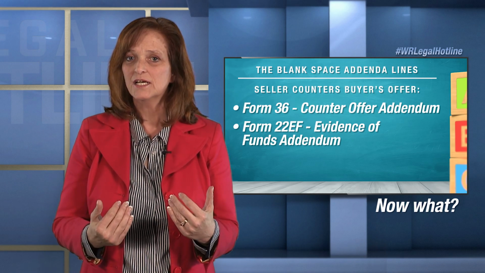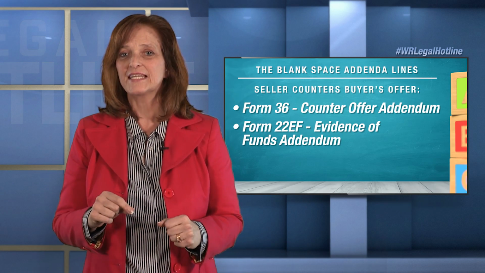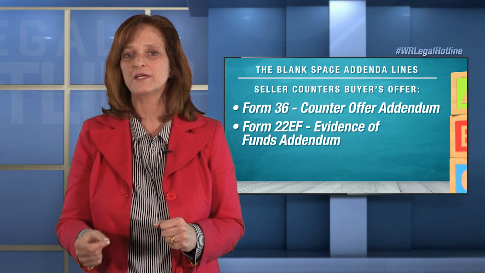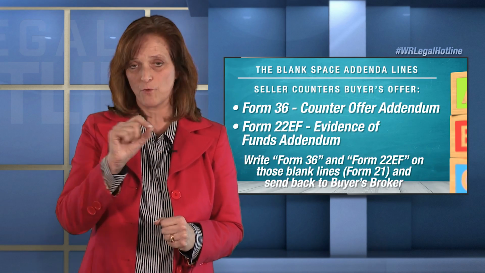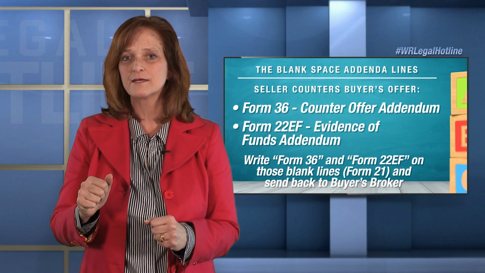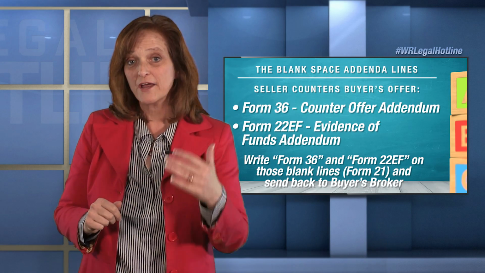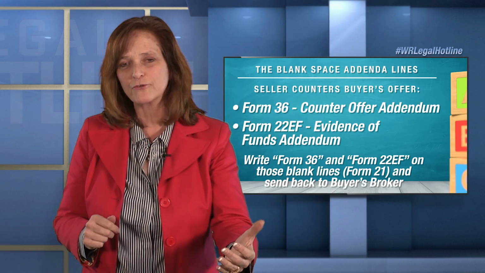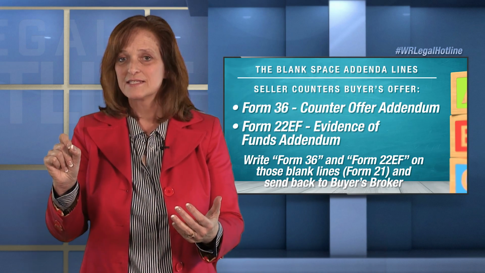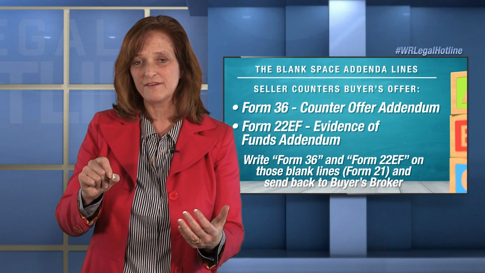The intention behind inclusion of those blank lines on the face of Form 21 is that listing broker would have seller sign the Form 36, initial the Form 22 EF, and on those blank lines write Form 36 or counteroffer addendum, Form 22 EF or evidence of funds, and send it back to buyer's broker. If buyer accepts seller's counteroffer, then buyer would sign seller's counteroffer addendum Form 36 and initial seller's Form 22 EF, evidence of funds.